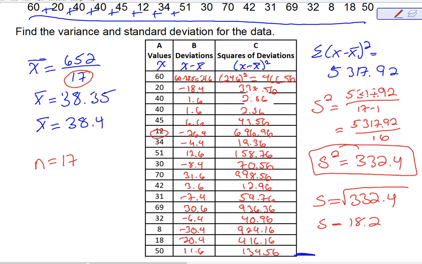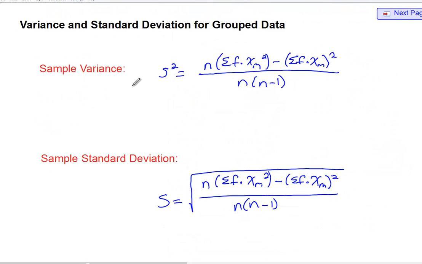Now then, this is for ungrouped data. We do the same type of procedure with grouped data. It's a little bit different. We have much different formulas. Here I have the sample variance. We don't use population for grouped data because we never know if we have the entire group or the entire population. So we always use the sample for grouped data.